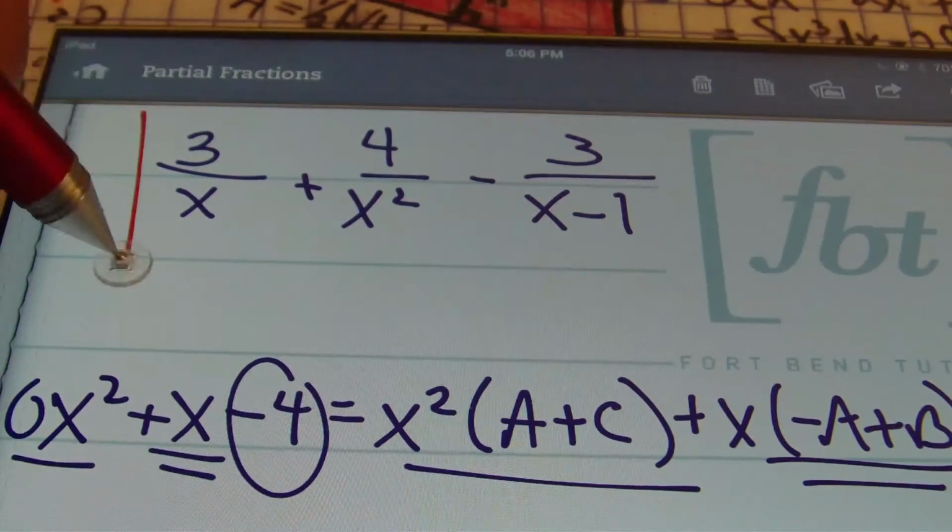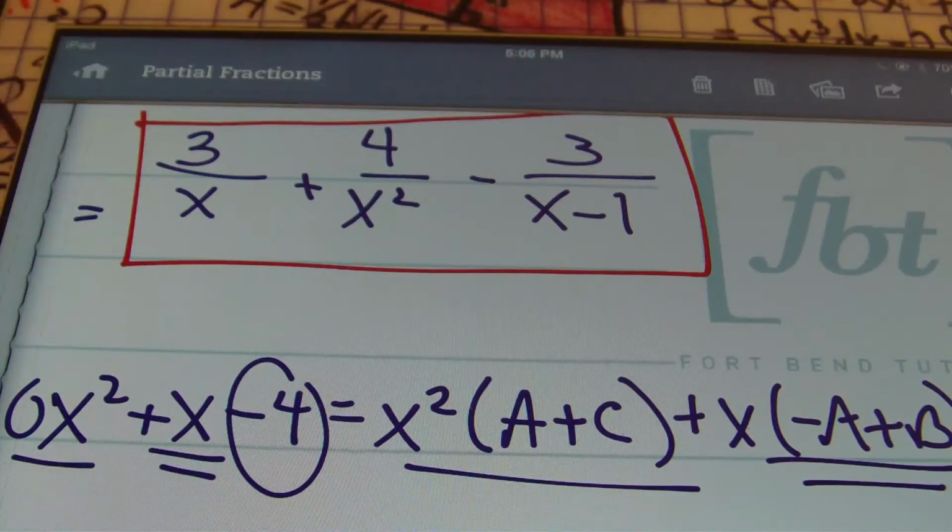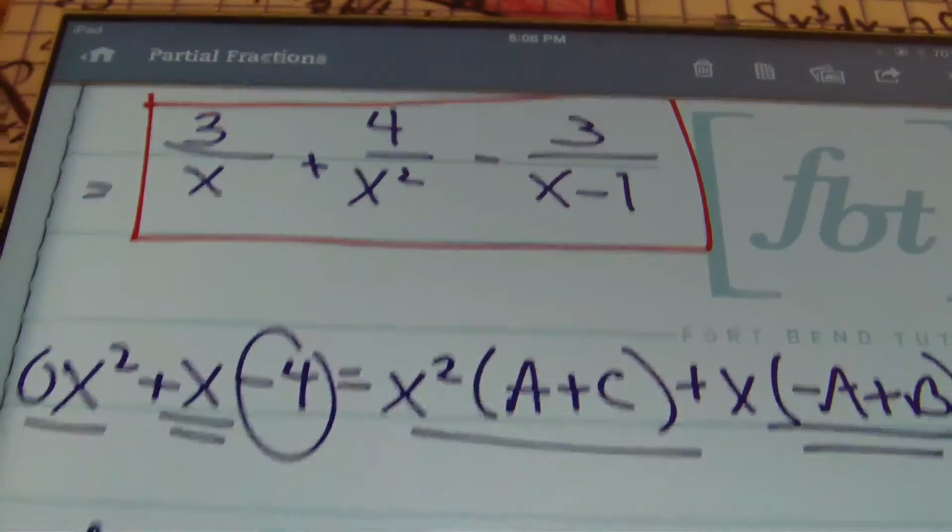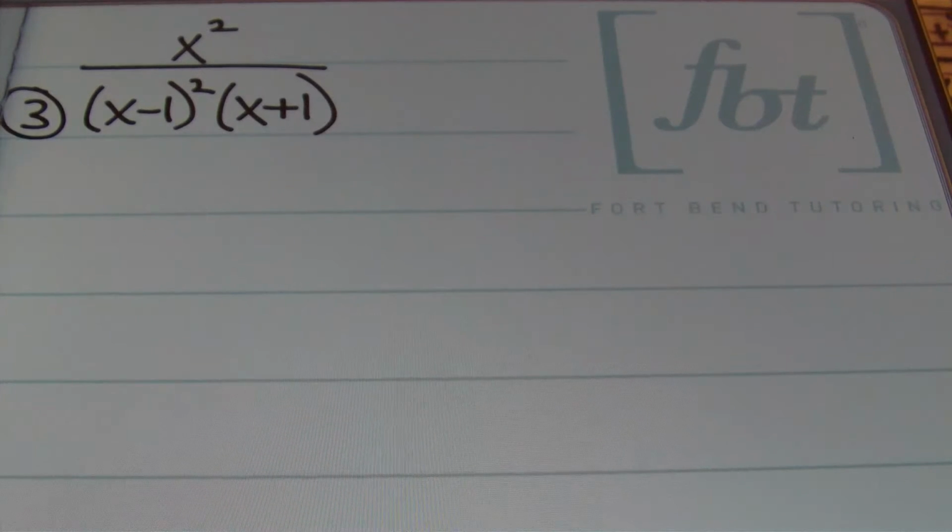This is the result of finding the partial fractions of our original expression. Done and done. That's it. That's all you had to do. That's problem number 2. Okay, in problem number 3, we have x squared over (x minus 1) squared times (x plus 1).